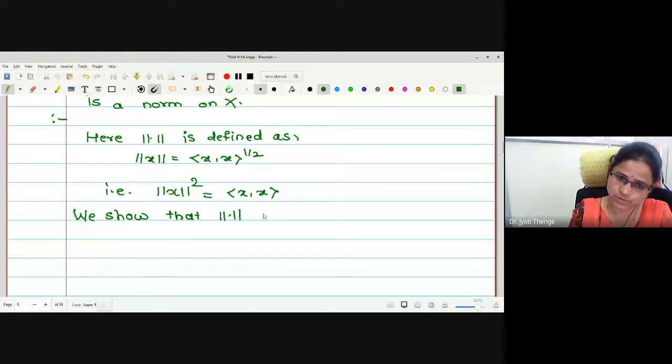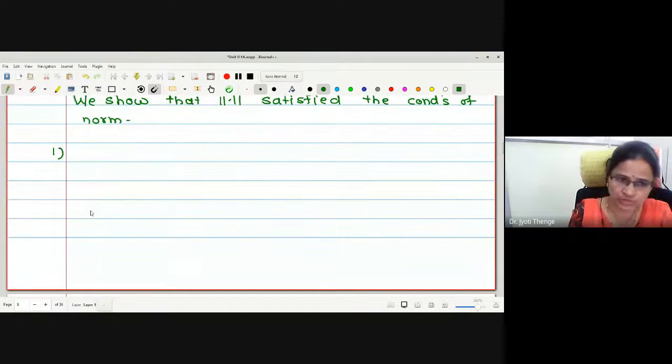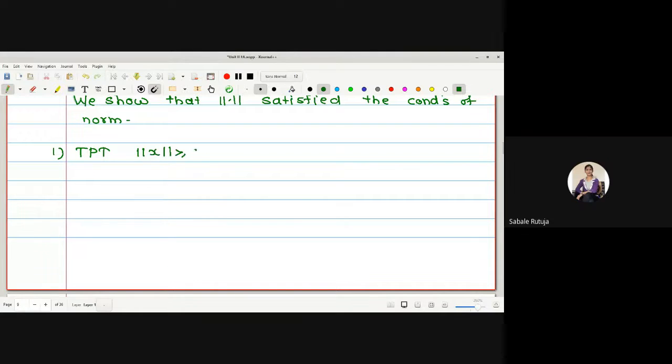We show that this norm satisfies the conditions of norm. First, what should I prove in the first? Norm x is non-negative.